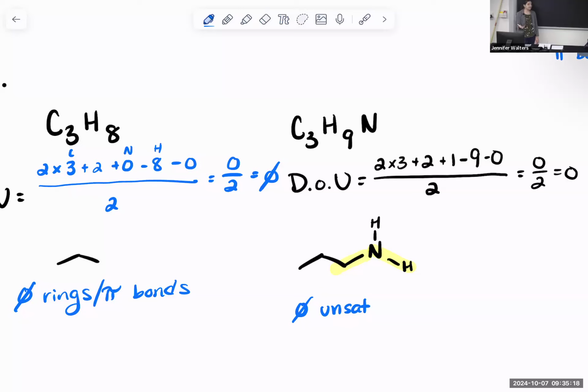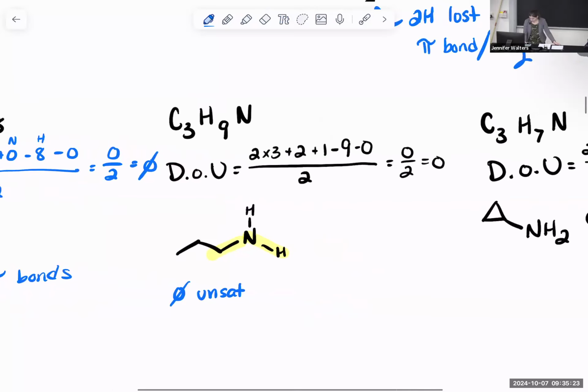There are a lot of variations in that structure. That is a primary amine, but it could have been a secondary amine, right?